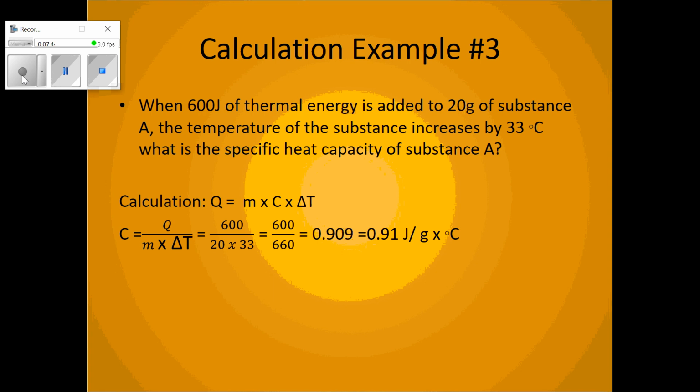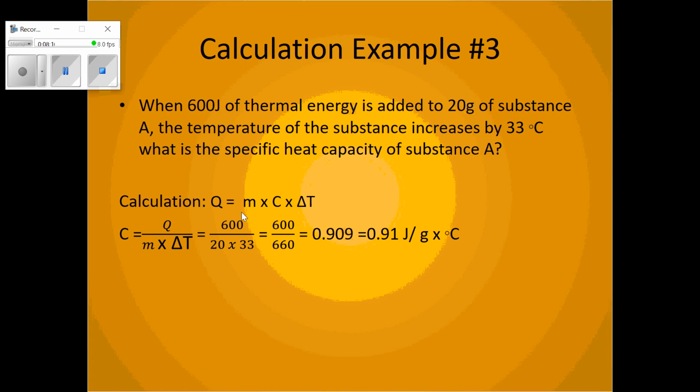When we have 600 joules of thermal energy that is being added to 20 grams of substance A, the temperature of that substance increased by 33 degrees. Okay, so if that's the case, then what is the specific heat capacity of substance A? We're going to use our original equation again. We have Q equals M times C times delta T, and we're trying to isolate C.